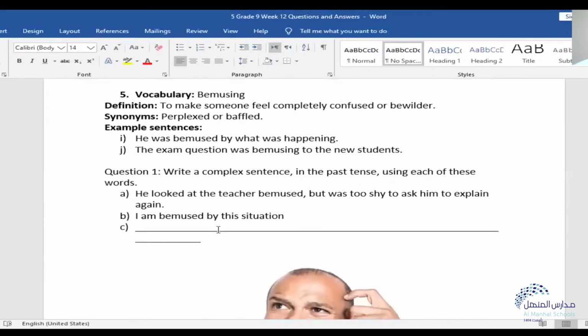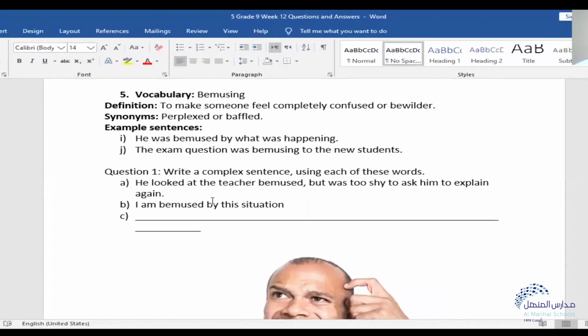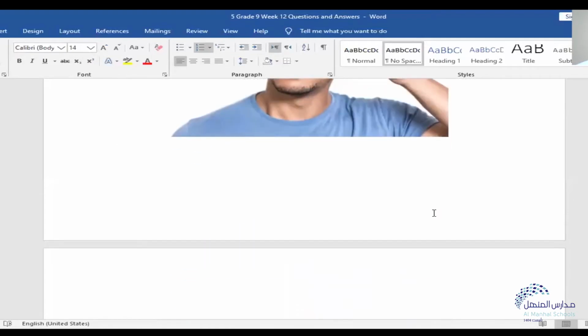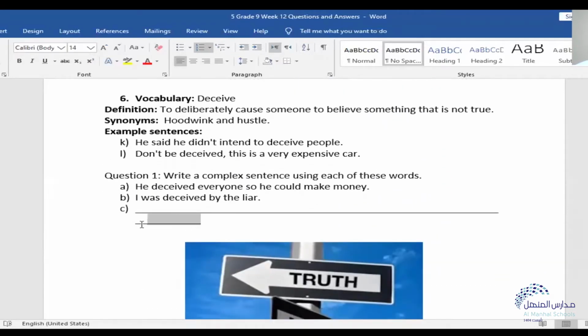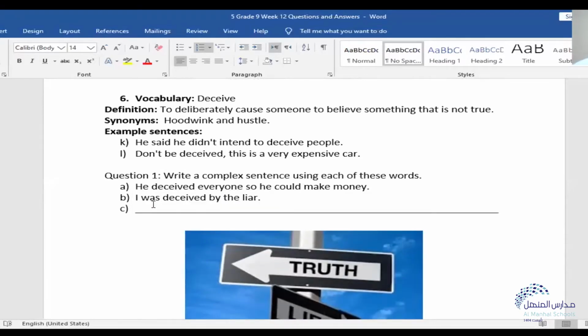The fifth piece of vocabulary, bemusing, meaning to be confused, right? Again, a complex sentence using the word, and the sentence is, he looked at the teacher bemused, but was too shy to ask him to explain. A very good sentence there. And the second sentence, I am bemused by the situation. Both very, very good sentences given by the students. Very simple exercise here, but also very effective. So as long as the students can produce any sentence of their own, it will always indicate an understanding of the meaning.